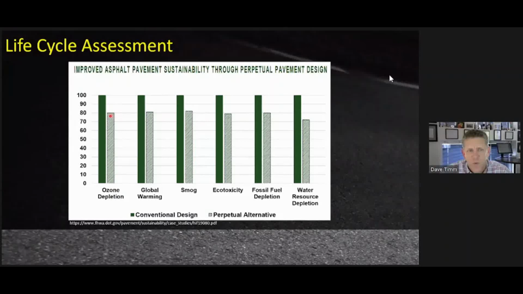So ozone depletion, 20% less. Global warming, about 19% less, and so on. Smog, ecotoxicity, fossil fuel depletion, that's a really important one, of course, 20%. Water resource depletion, about 25% less. So in every single category, this perpetual pavement design was better at each of these measures of sustainability.